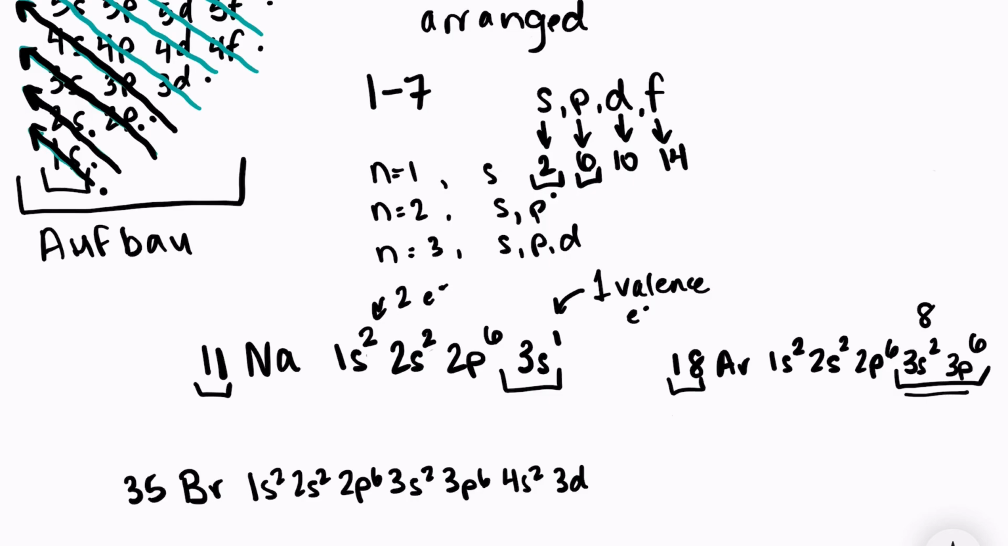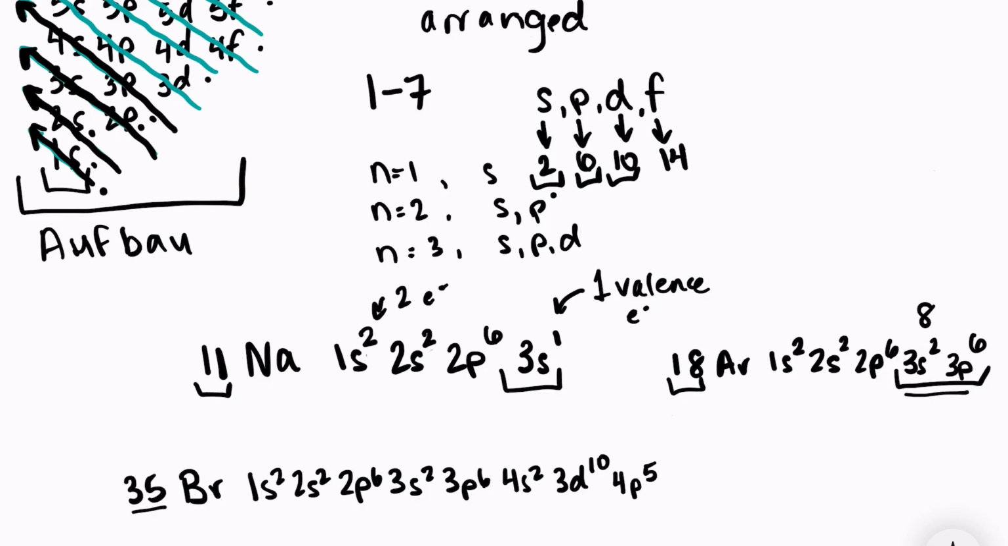After 4s, we can start filling 3d. D can hold up to 10 electrons, and let's count how many we have so far. 2 plus 2 plus 6, that's 10, plus 2 is 12, plus 6, 18, plus 2 is 20. I need to get to 35, so I can completely fill my 3d orbital with 10, which means now I have 30 electrons. I need 5 more. If we look on the Aufbau diagram, after 3d, we fill 4p. And I'm only going to put 5 there. Even though p can hold 6, I only need 5.